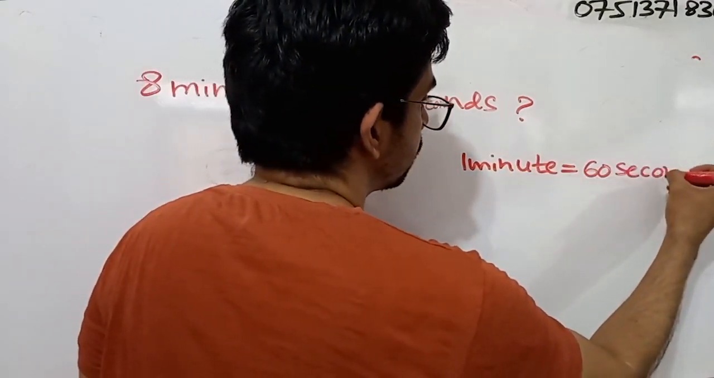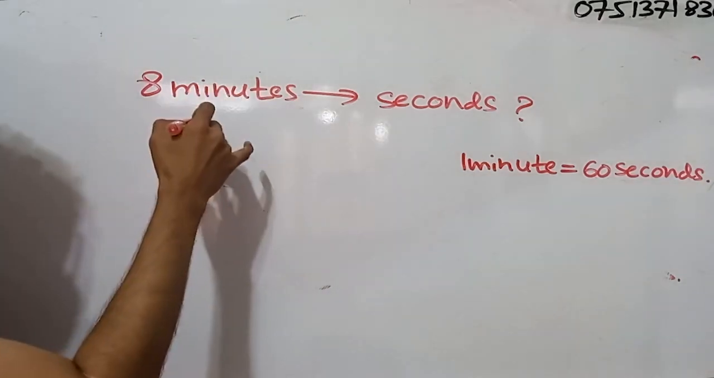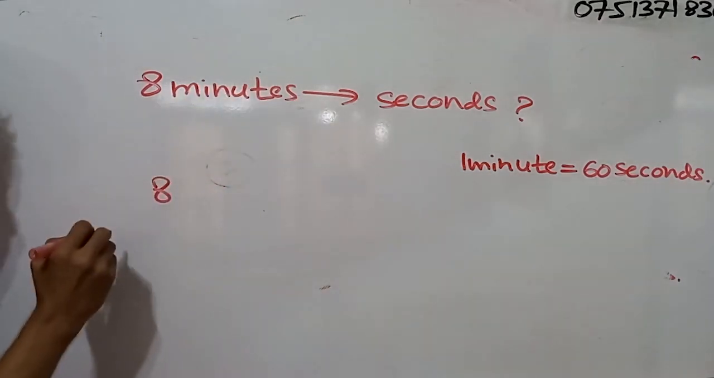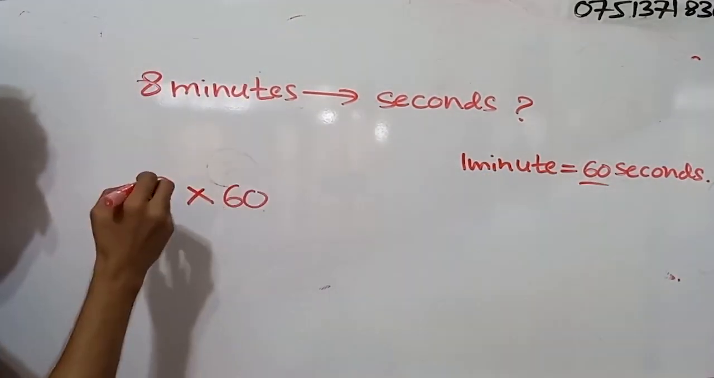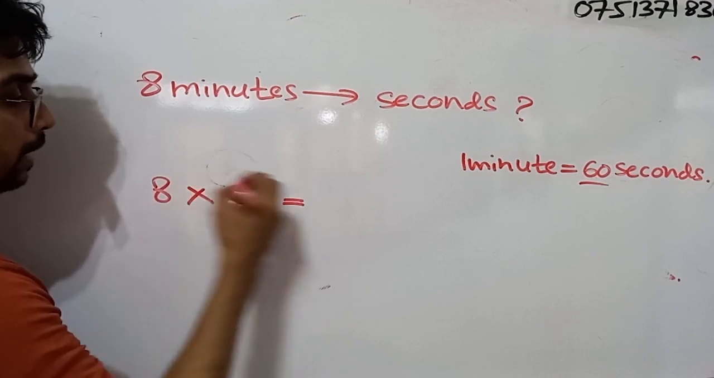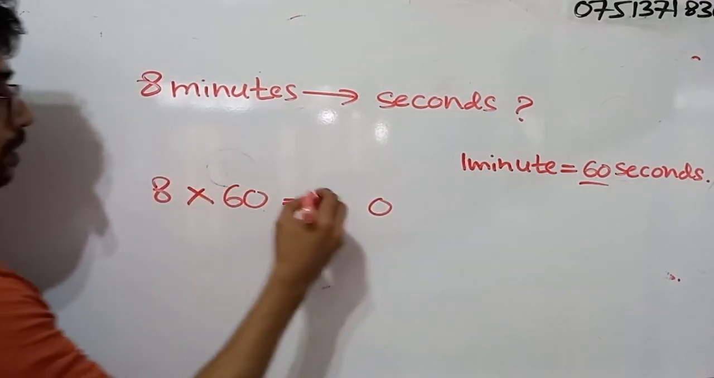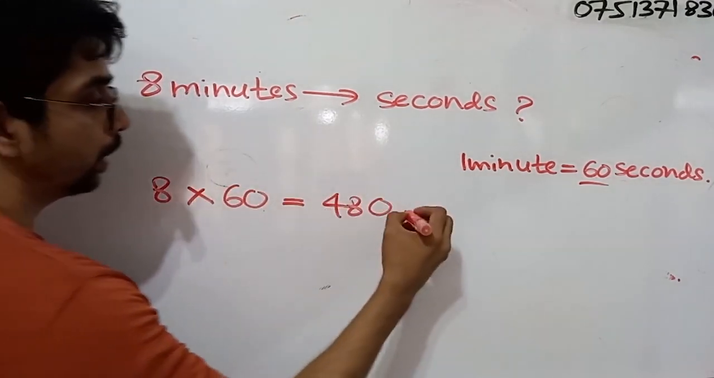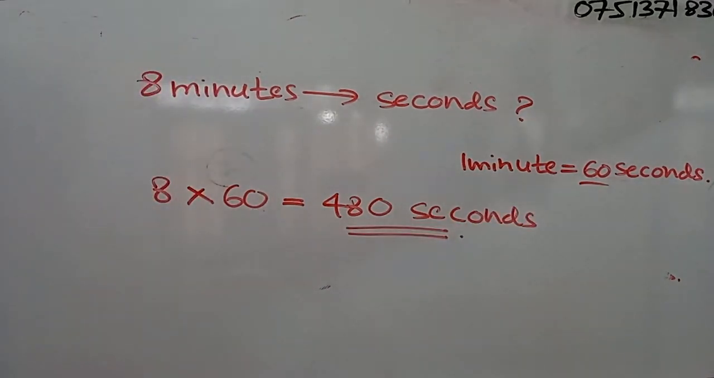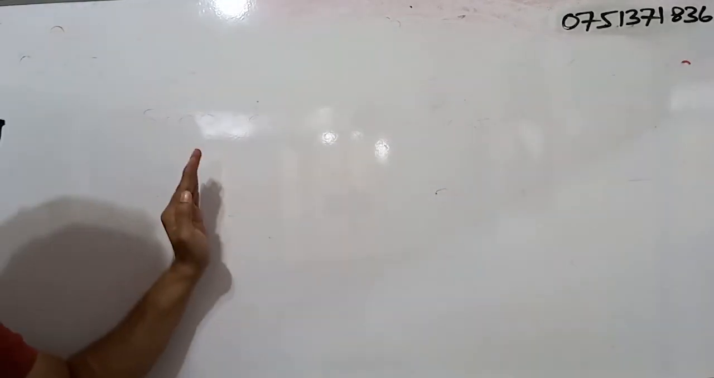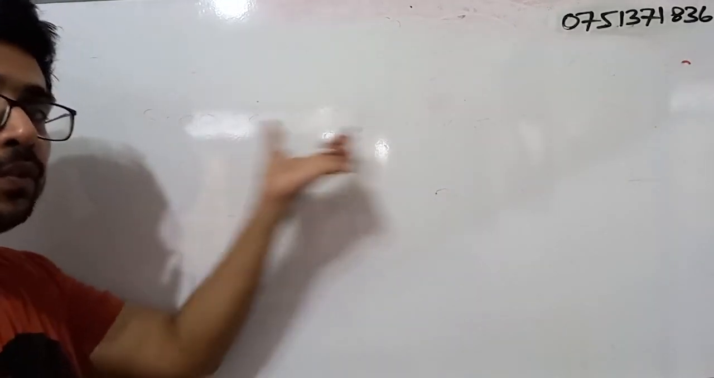60 seconds. Okay, then what do we have to do? Take 8, multiply that by what? 60. So 8 into 60, that is what? 8 times 0, that is 0. 8 times 6, that is 48. Altogether we get what? 480 seconds. Right. So that is how to convert minutes into seconds.